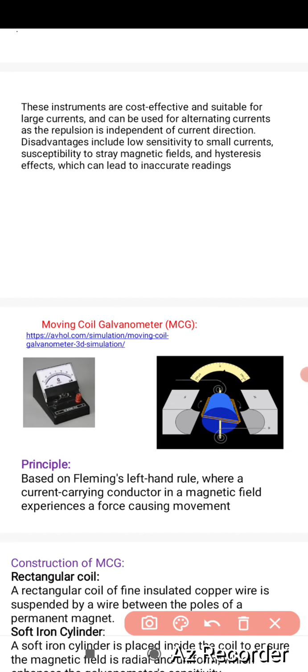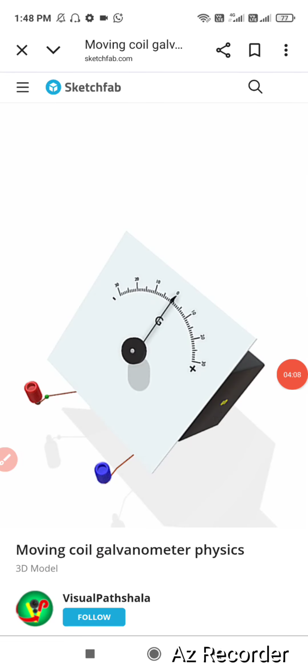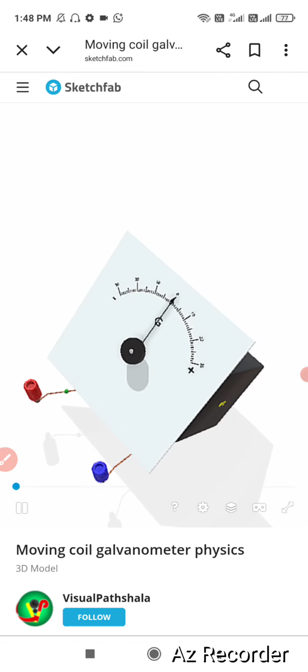Now we can see the visual simulation of the moving coil galvanometer. How the galvanometer deflection can be obtained, please see in this one.